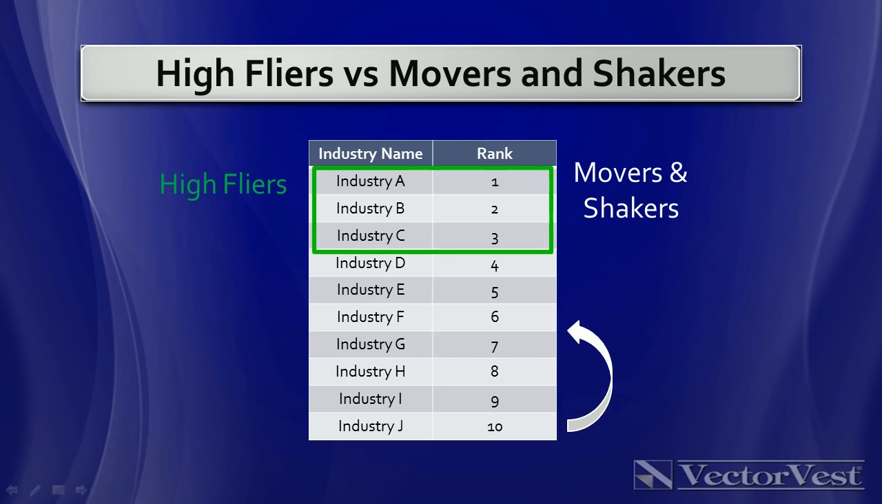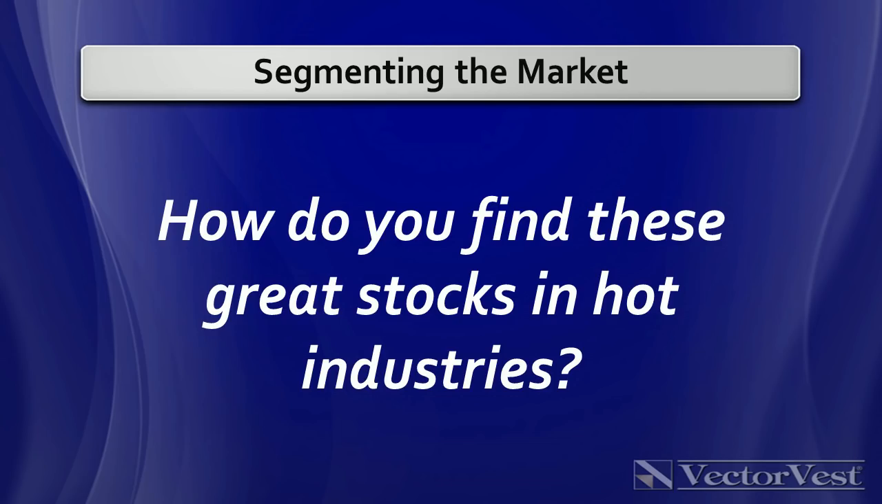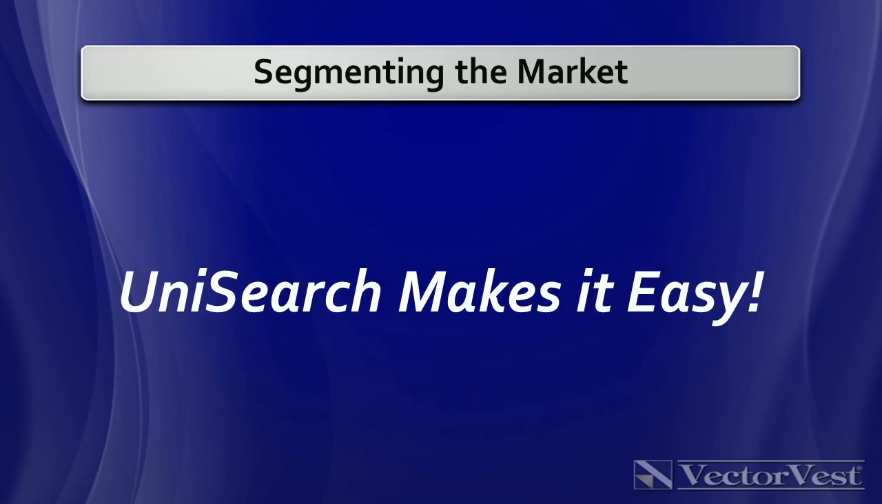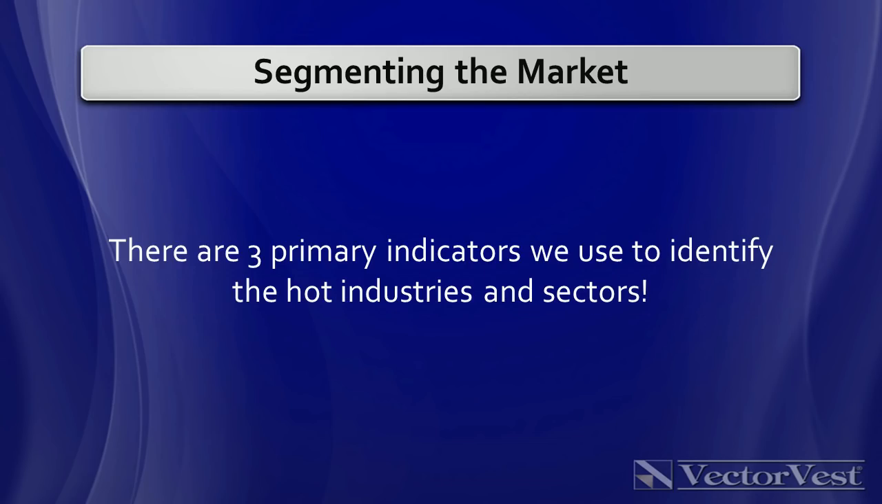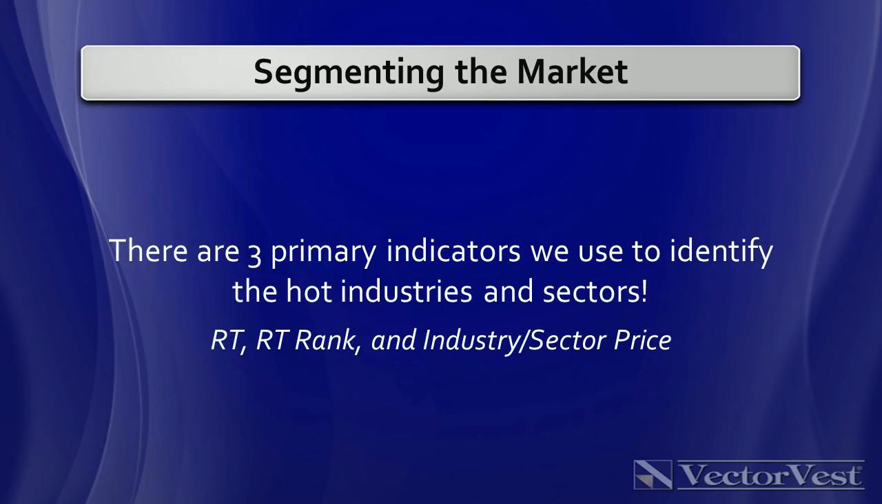So with that background, the next question is, how do you find these great stocks in hot industries? Well, as I demonstrated, you can use the Viewers tab within the VectorVest system to manually go through those leading industries and sectors to find the stocks there. Or we can use the power of VectorVest and use the Unisearch tool, which makes it easy to find the high flyers and the movers and shakers. There are three primary indicators we use when we're trying to identify the movement of these industries and sectors. They are RT, RT rank, and the industry's or the sector's price.